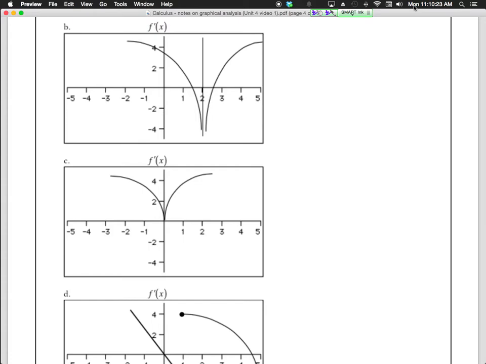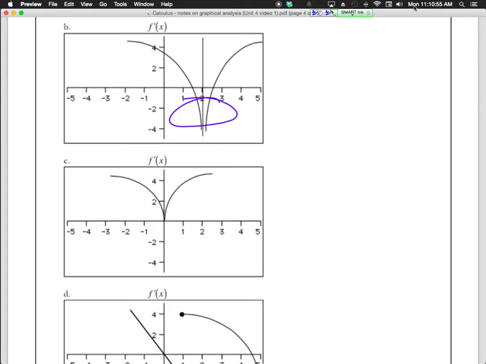Anybody want to help him on 2? Max, min, or neither? Neither. Why? Because it's undefined? That's a bad answer. It's a hole. Doesn't change signs. F prime of x does not change signs. What is it on both sides of 2? Negative. Why is it negative, Rob? Because it's below the x-axis. On both sides of 2, we're down here, which means both sides of 2 are negative.